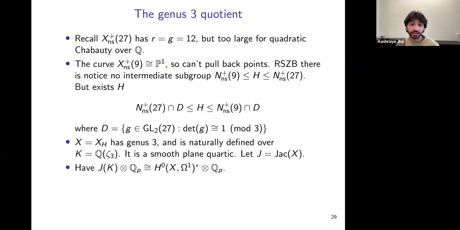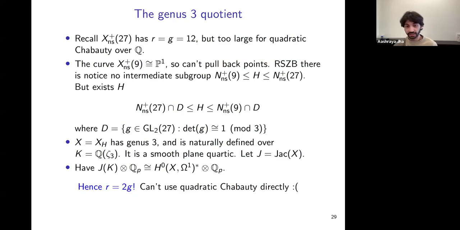So we can look at the modular curve corresponding to this subgroup H. And X_H has genus 3, is naturally defined over Q(zeta_3), and is a smooth plane quartic. Rouse-Sutherland and Zureick-Brown actually compute a really nice model with really small coefficients for this curve. I'll let J be the Jacobian of this curve, as before. And the condition which I alluded to earlier, about the Mordell-Weil group tensor Q_p being isomorphic to the functionals on one-forms tensor Q_p, does hold here. So this is quite nice. It falls in our purview. So r is equal to 2g. Remember, d is equal to 2 because Q(zeta_3) is a degree 2 extension.